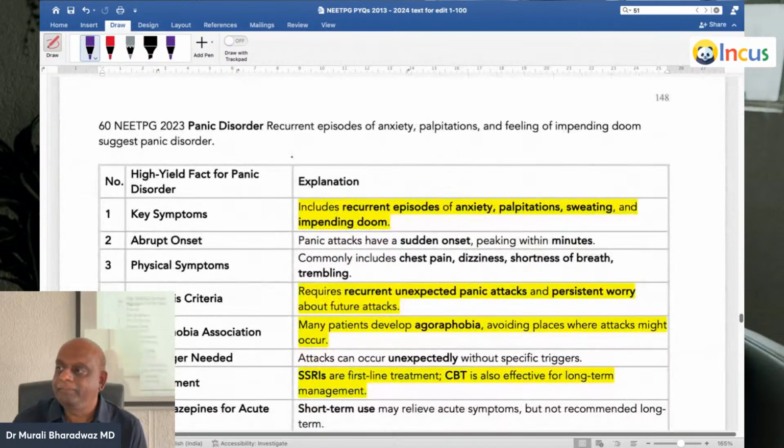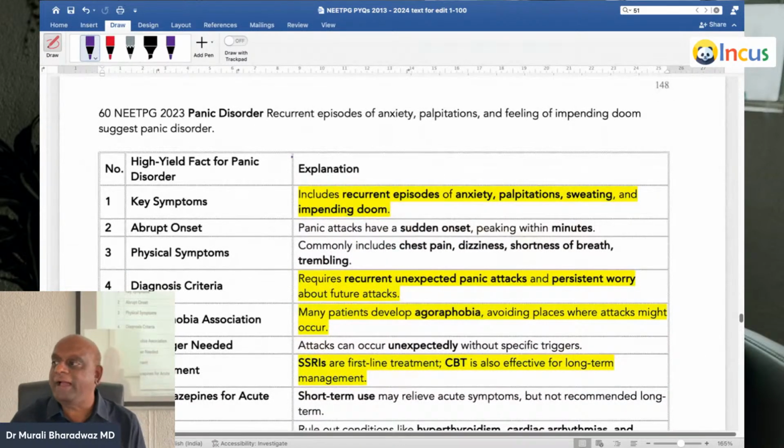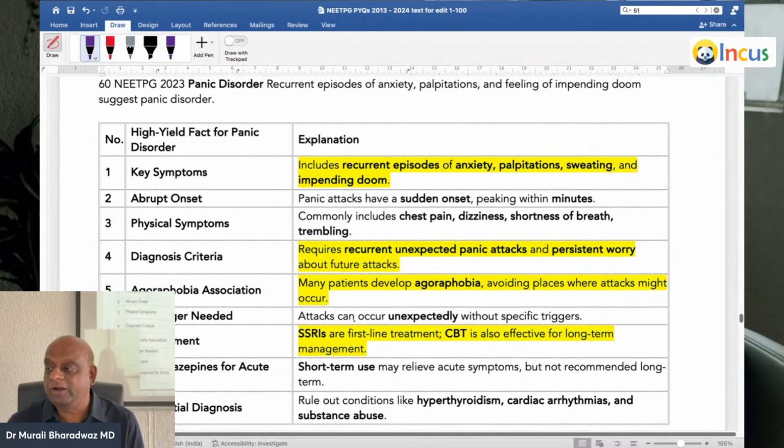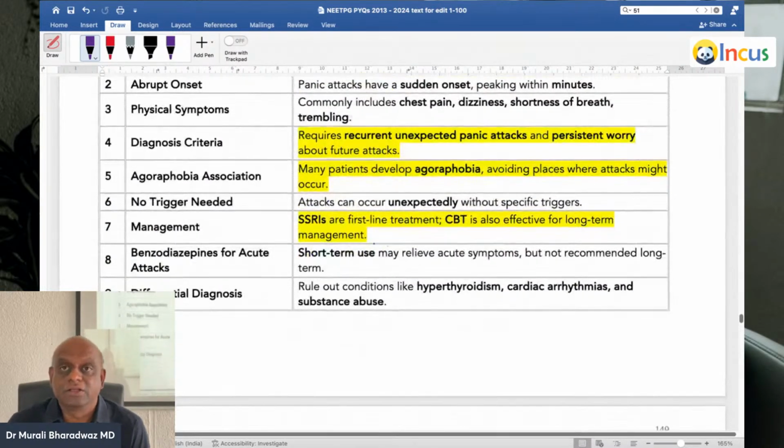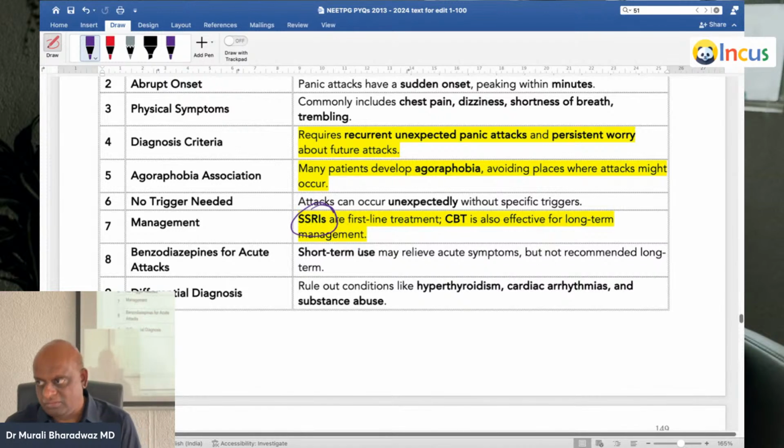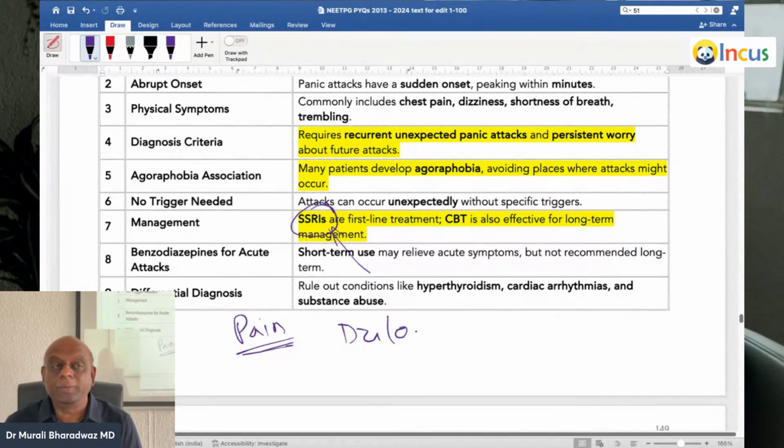Next, recurrent episodes of anxiety, palpitation, feeling of impending doom is panic disorder. And what is the first line treatment, doctor? Selective serotonin reuptake inhibitors like fluoxetine, paroxetine, duloxetine. For pain, what is a wonder medicine? Duloxetine. It is available as a brand called Duventa.